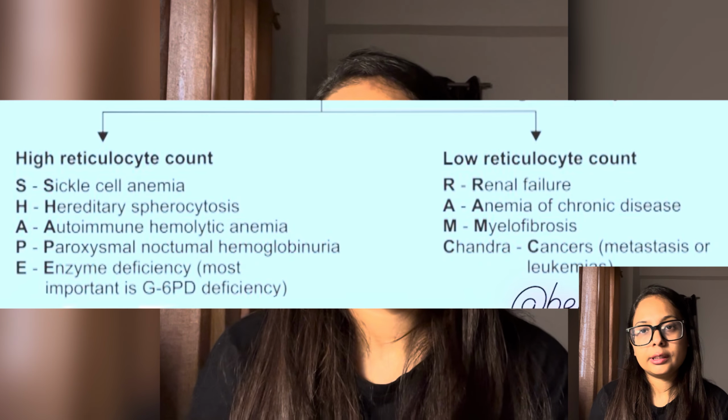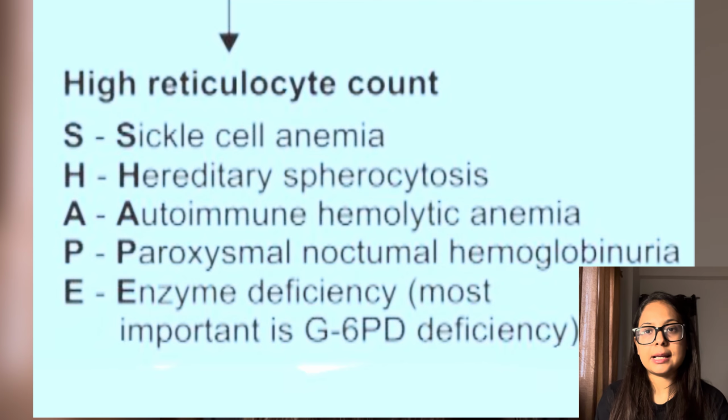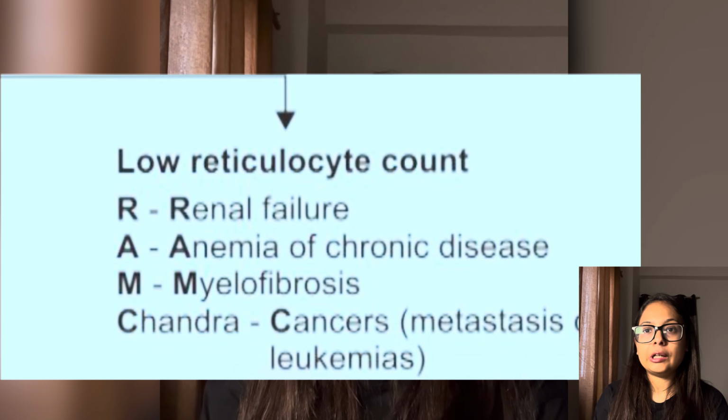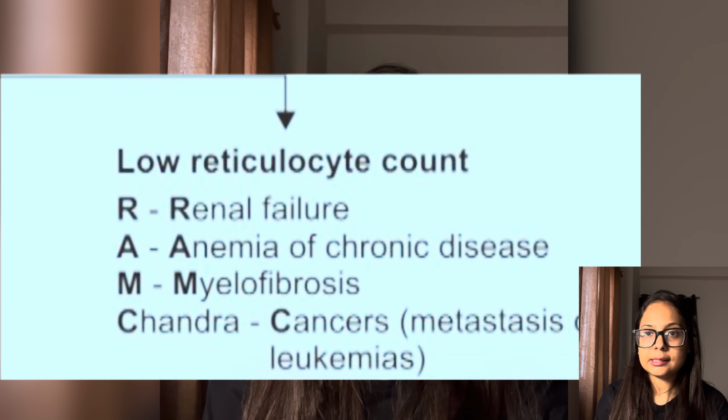For the causes leading to increased reticulocyte count, your mnemonic is SHAPE. S is for sickle cell anemia, H is for hereditary spherocytosis, A is for autoimmune hemolytic disease and also for acute blood loss, P is for paroxysmal nocturnal hemoglobinuria, and E is for enzyme deficiency, for example, G6PD deficiency. Coming to the causes with decreased reticulocyte count, it is Ramchandra. R is for renal failure, where the problem is with your erythropoietin production. A is for anemia of chronic disease, M is for myelofibrosis, and Chandra is for cancer. C is for cancers, which is metastasis.